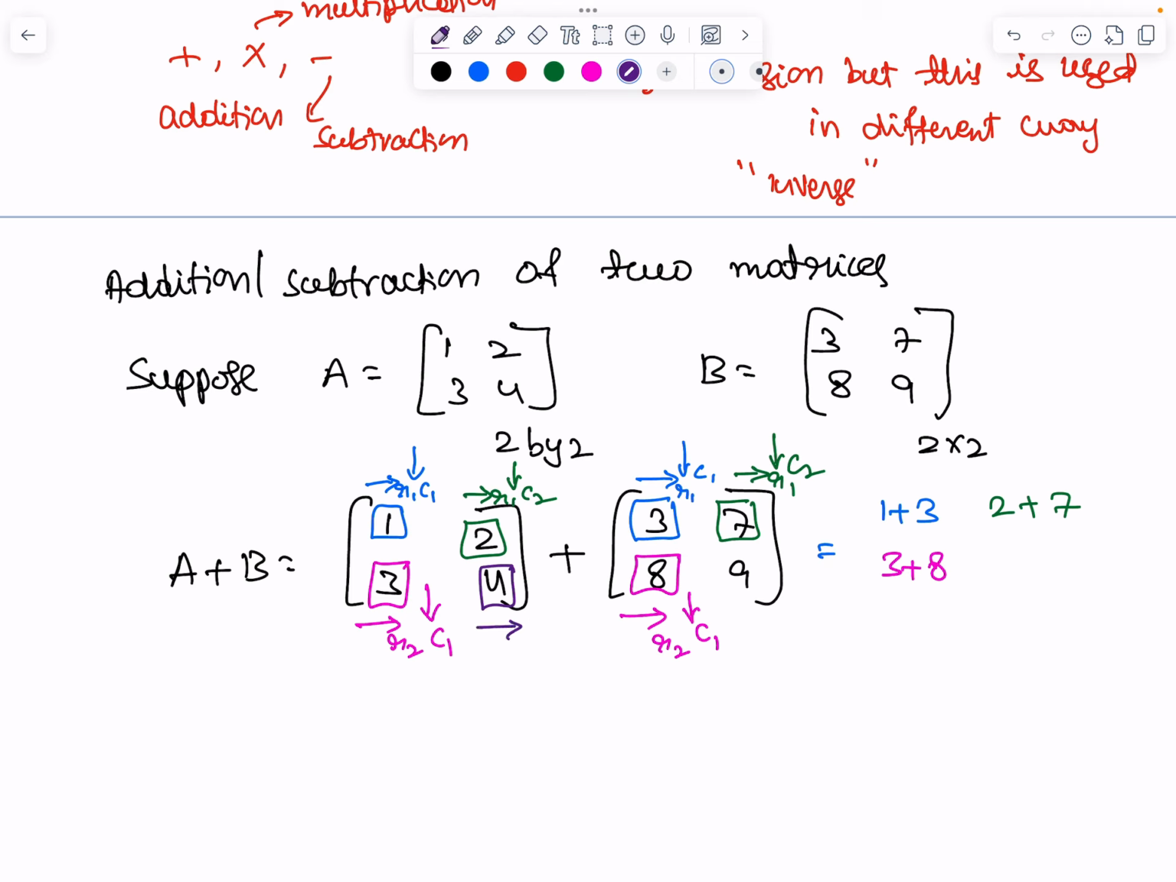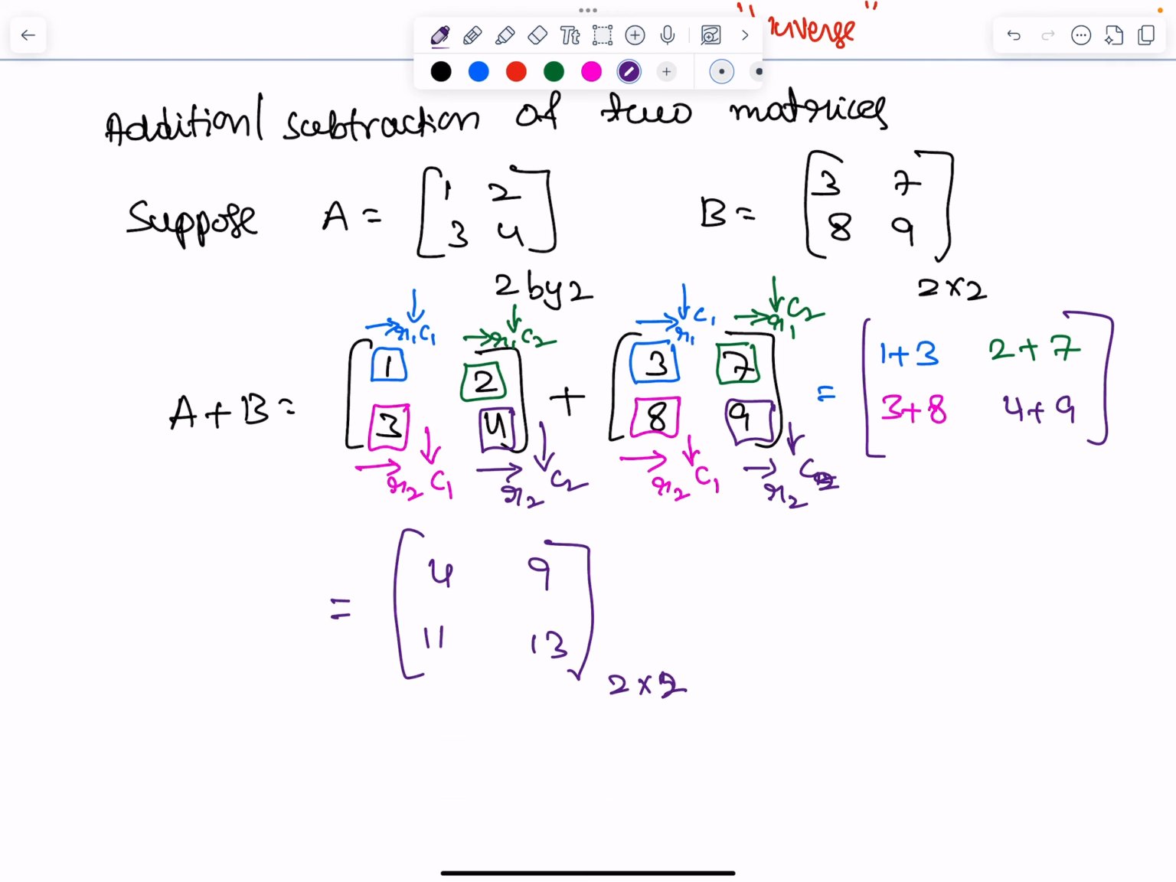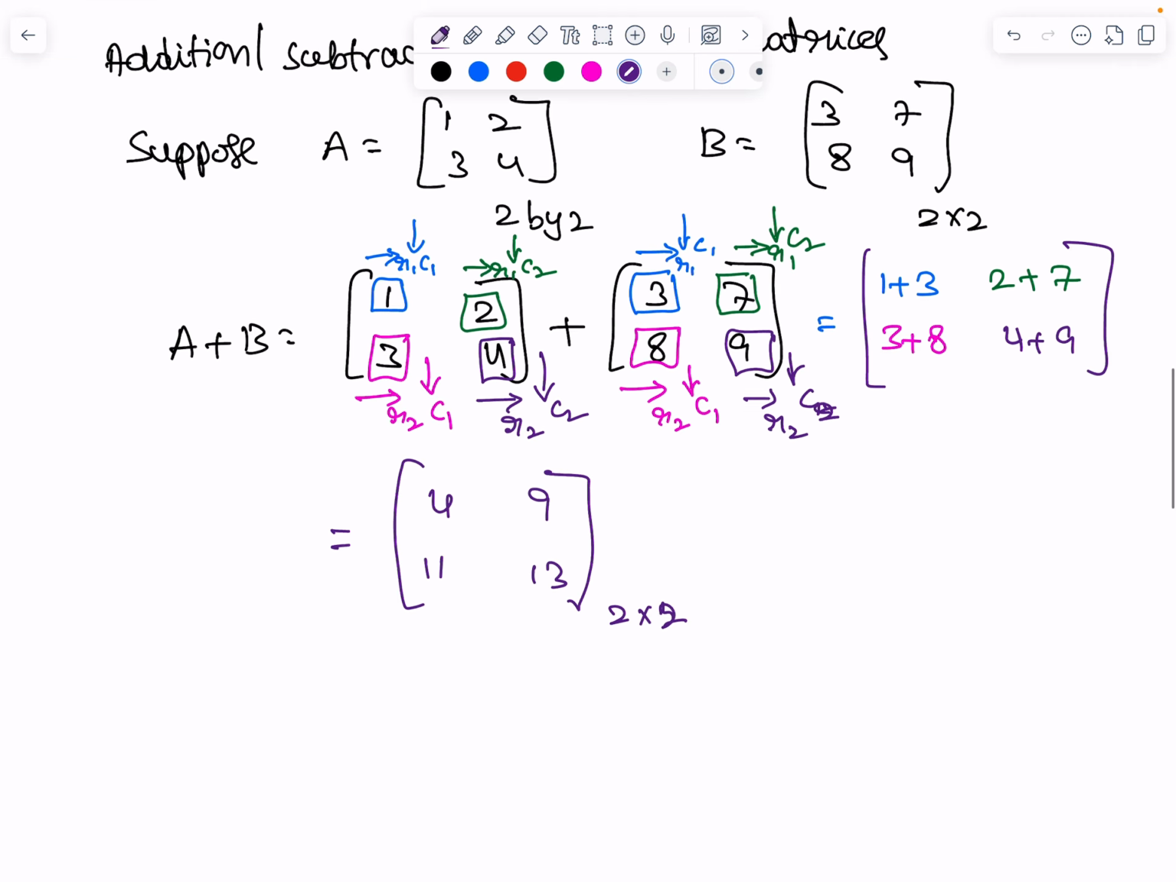This is row 2 but this is C2. So, same correspondence, you should see row 2 and then C2 in B, because we are adding B to A, 9. Therefore, 4 plus 9. Now, you have to simplify further, that is 9, 9, 11 and then 13. This is again a 2 by 2 matrix. You see that whenever you are adding, the output is of the same kind, a 2 by 2 matrix.